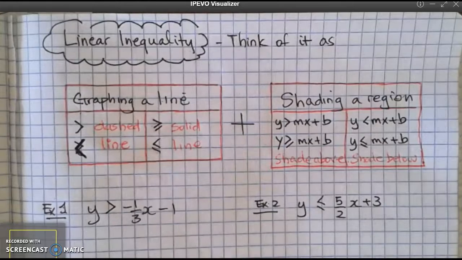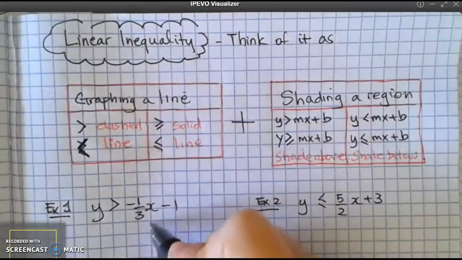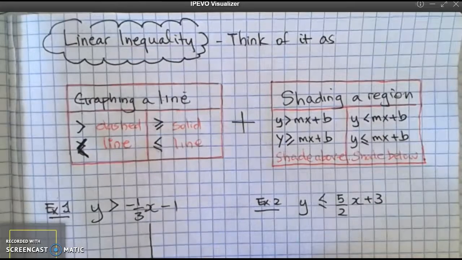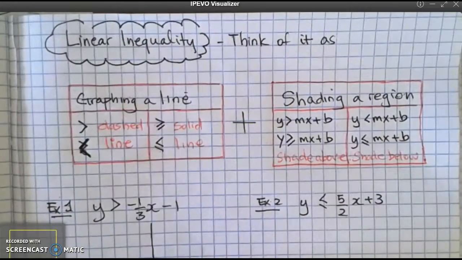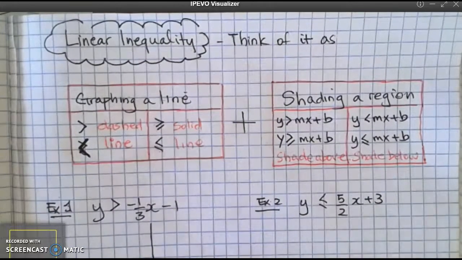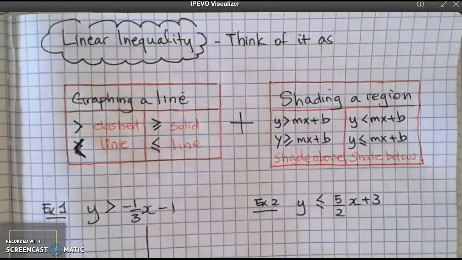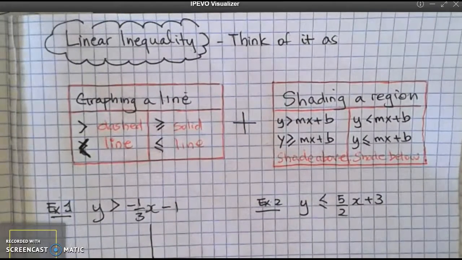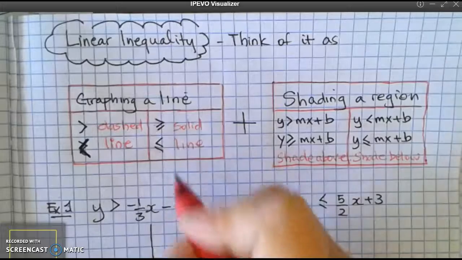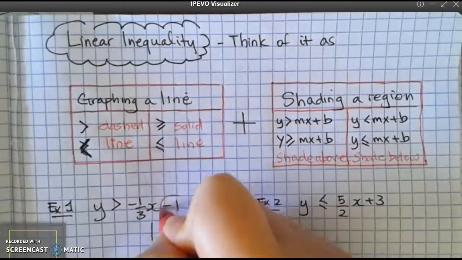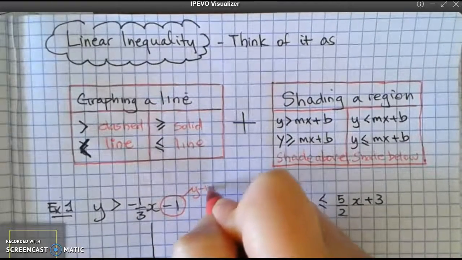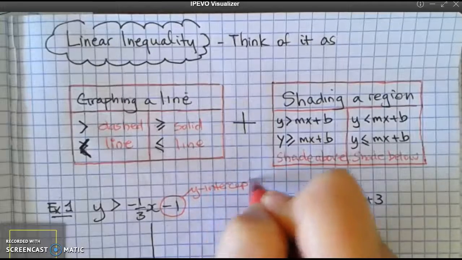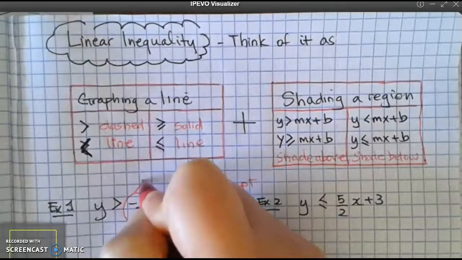Alright, so to demonstrate this, let's go through some examples first. I am going to go through example 1: y is greater than negative 1/3 x minus 1. To do this, we are going to start by drawing our coordinate plane. And now, when we're graphing a line, we need to figure out two things. We need to figure out the slope and the y-intercept. This is the y-intercept. And this negative 1/3 is the slope.